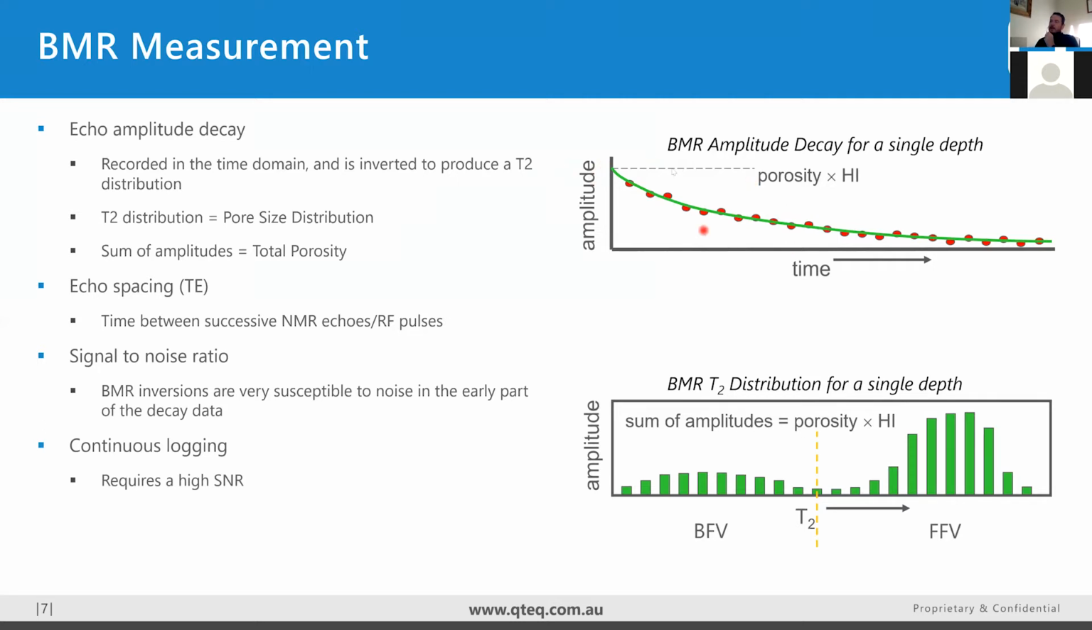This decay is very hard to look at, but mathematically we know what that is, and we can convert that to a T2 distribution, which we have here down in the bottom section. This gives us a lot of powerful information because we can think of it as a pore size distribution. And we can get this as a continuous measurement up the length of the borehole.